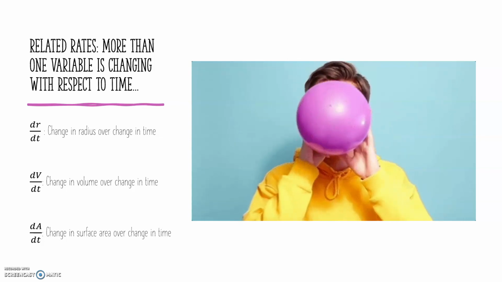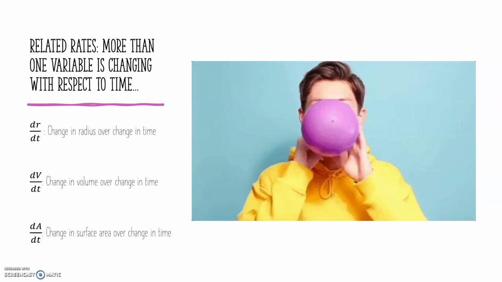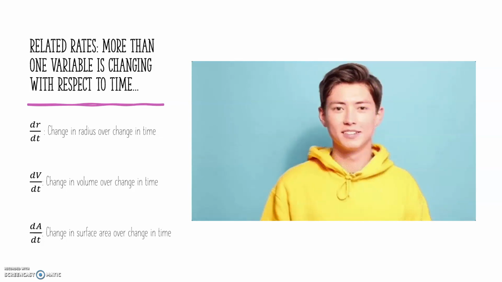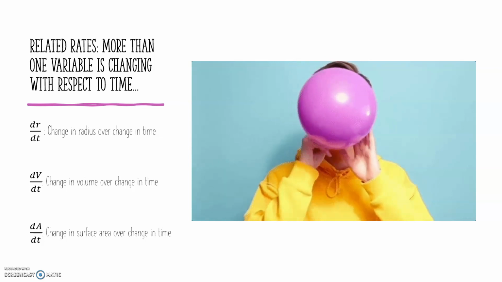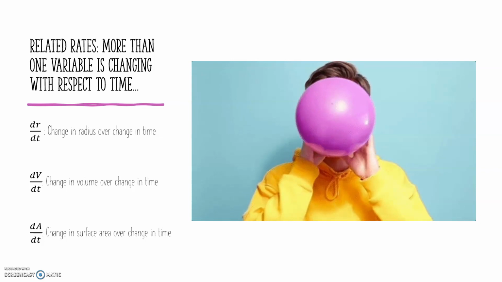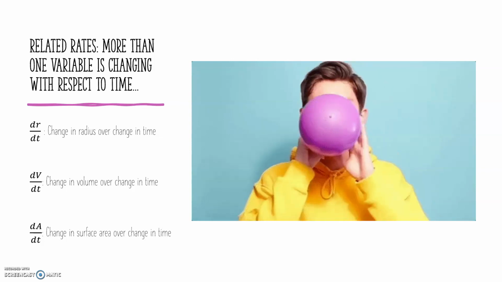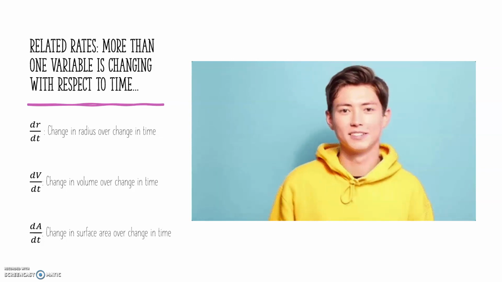So for example, as this guy blows up his balloon, the radius of the balloon is changing over time. The volume of air in the balloon is changing over time. And the surface area of the balloon is also changing over time. So those are all related to each other. The surface area will increase faster if the radius increases faster, but they aren't all identical.